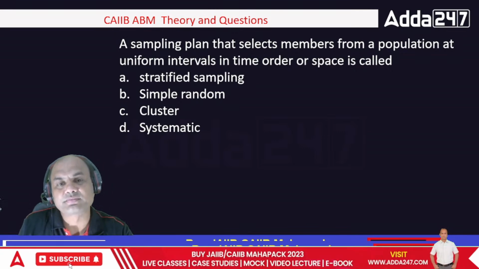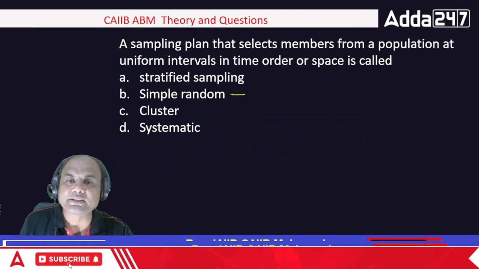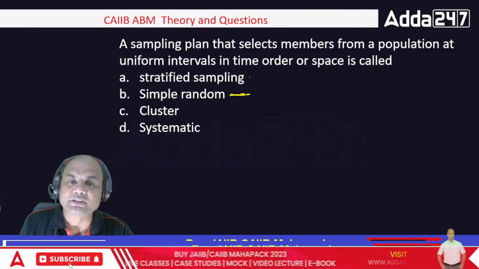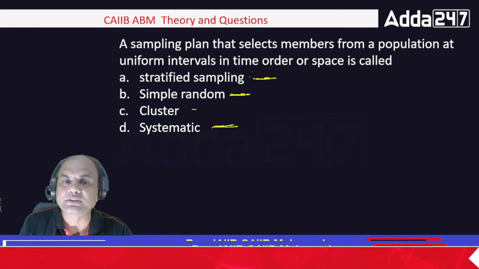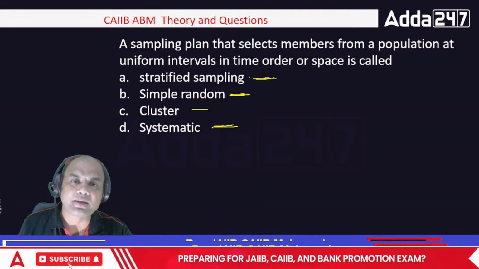Just tell me each one. The first one was simple random. See, these are the 4 names: simple random, second was systematic, third was stratified, and fourth was cluster. So these all 4 are the types of probability sampling.